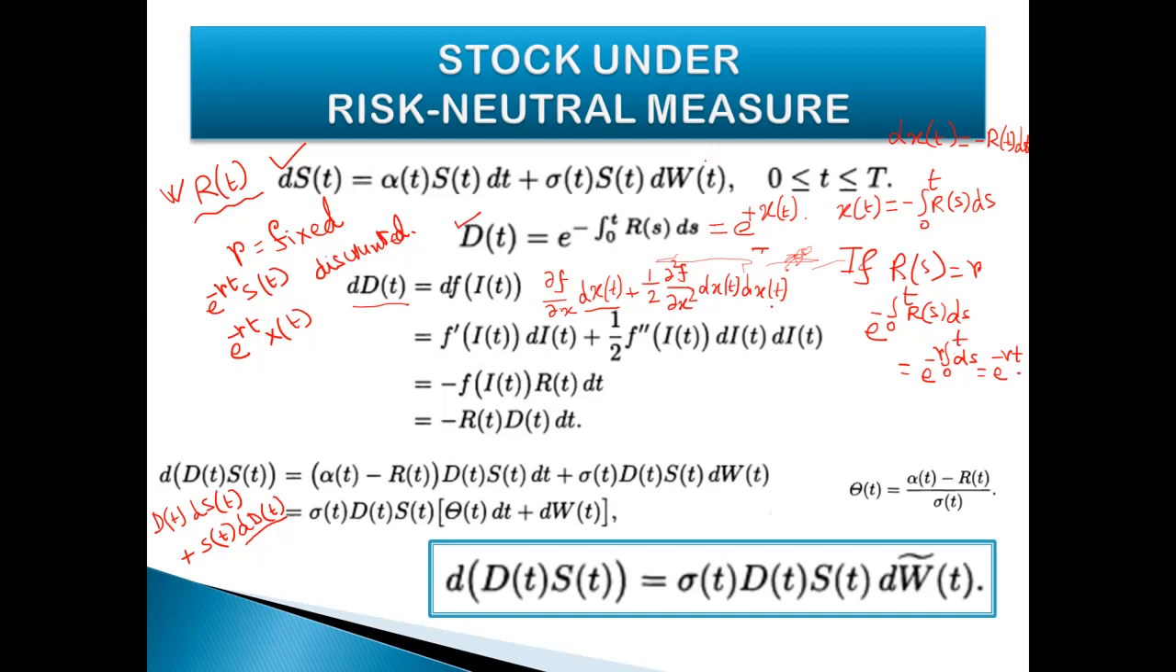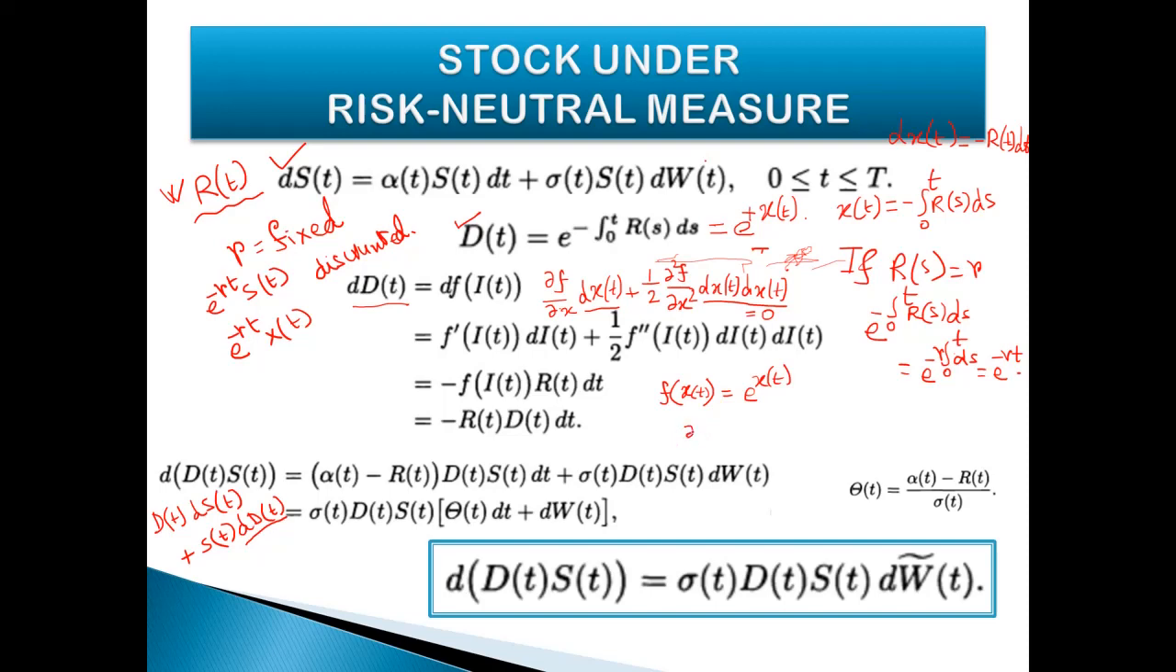If you multiply dx_t by dx_t, you get dt dt, which will be 0. So you only have del f del x dx_t. Okay, so del f del x will be how much? f of x_t is e to the power x_t.